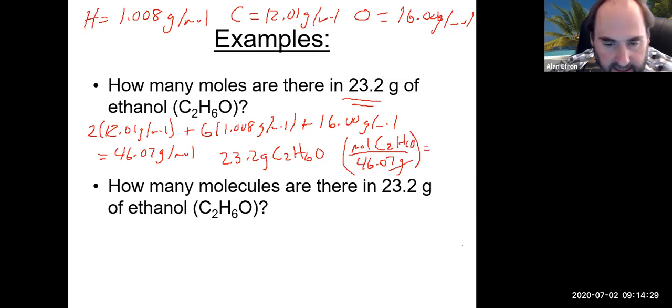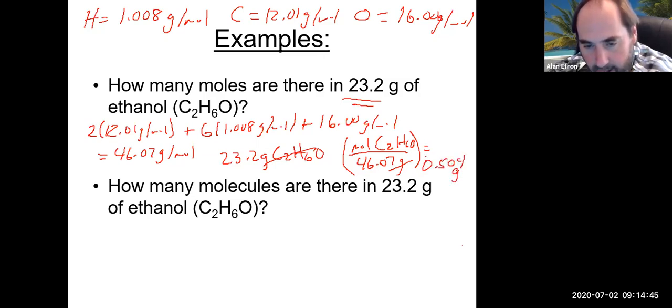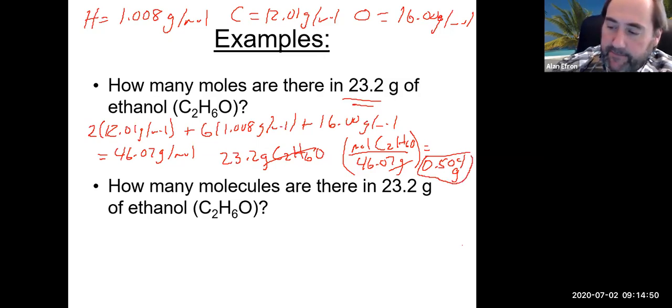Again, the grams will cancel out here. And the answer to the first part there will be 0.504 grams as our answer for the first part of the question. Any questions on the first part there?